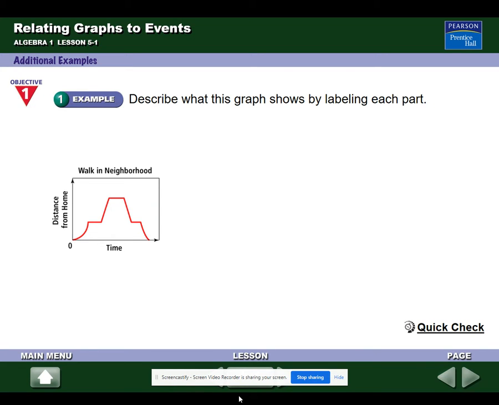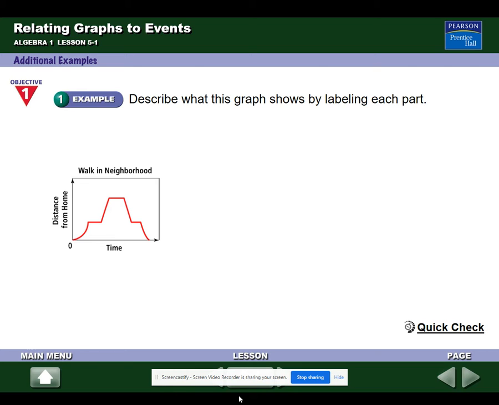Algebra 1, Section 5.1, relating graphs to events. Basically interpreting graphs and interpreting situations and drawing a graph based on a situation. And we're looking at this first example. It just says describe what this graph shows by labeling each part.